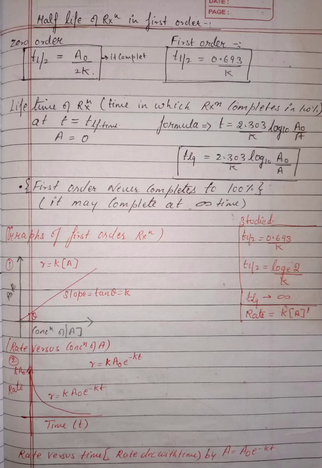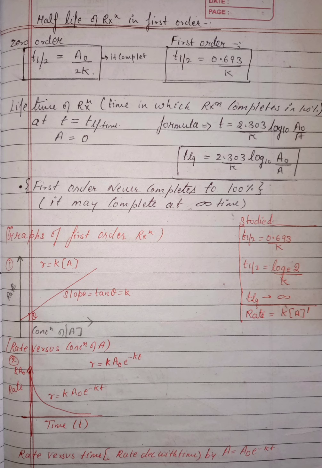Good morning, students. Yesterday I told you about the half-life cycle. Today I am going to tell you about half-life in a first order reaction. In a zero order reaction, it is A naught upon 2K. In a first order reaction, it is 0.693 upon K. This one comes in the numericals.